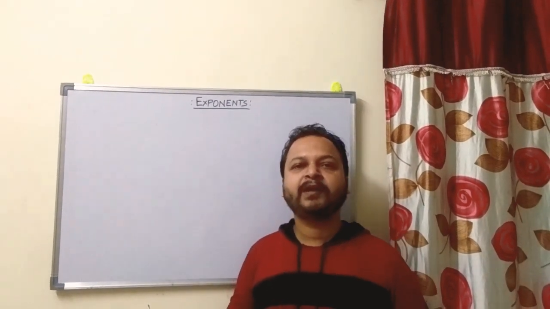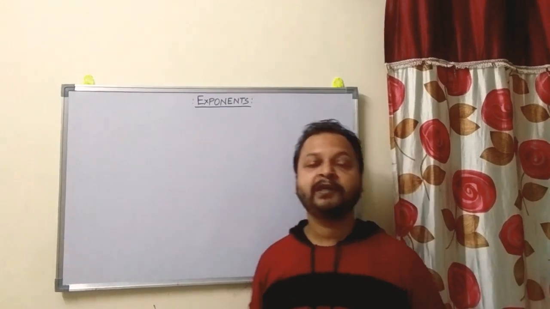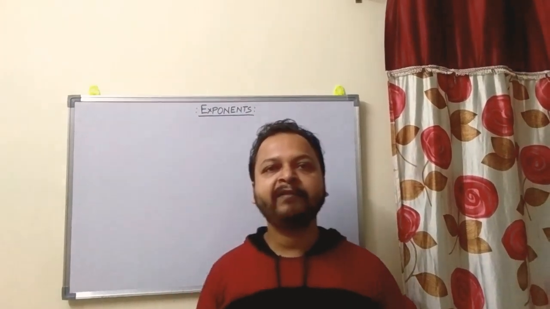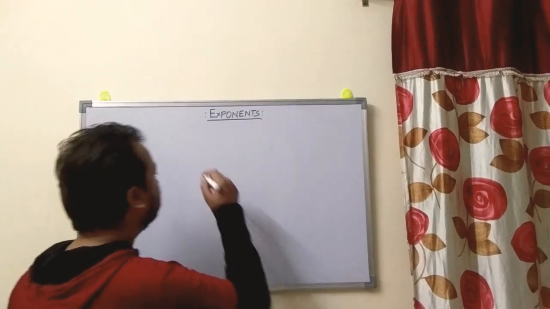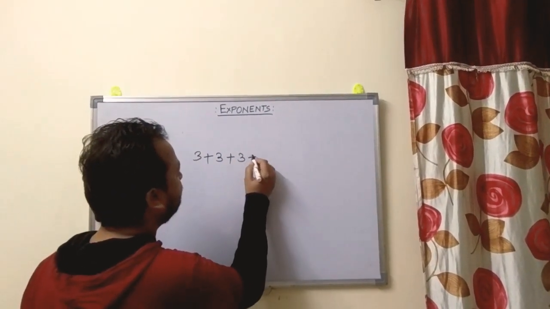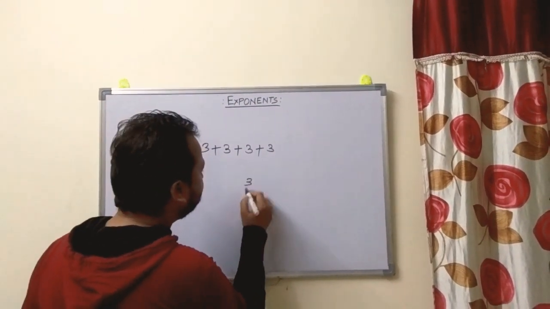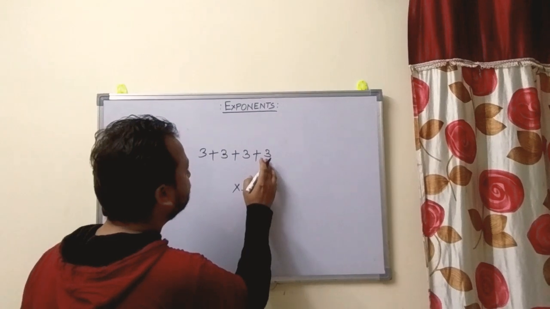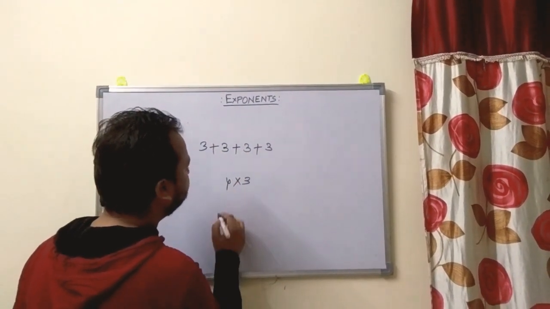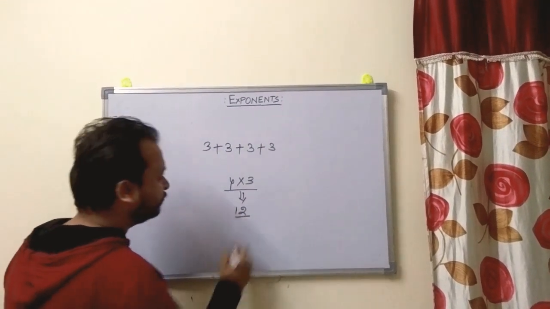Good morning, class. Today we are going to start a new chapter, exponents. In primary classes, you have learned about repetitive addition, such as 3 plus 3 plus 3 plus 3. Here, 3 is written how many times? 1, 2, 3, 4. It is written 4 times. So, 4 threes are 12.